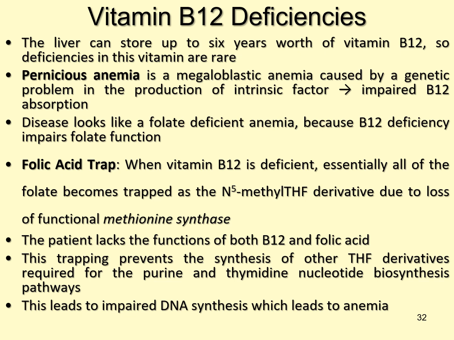There's also a folate trap when vitamin B12 is deficient. Essentially, all of the folate becomes trapped as the N5-methyl tetrahydrofolate derivative due to loss of what? Functional methionine synthase enzyme. This trapping prevents the synthesis of other tetrahydrofolate derivatives required for the purine and thymidine nucleotide biosynthesis pathway. So this leads to what? Impaired DNA synthesis, which leads to what? Anemia.